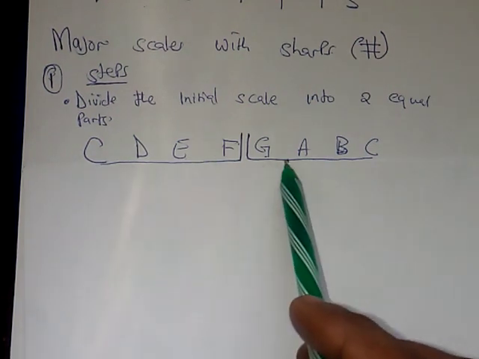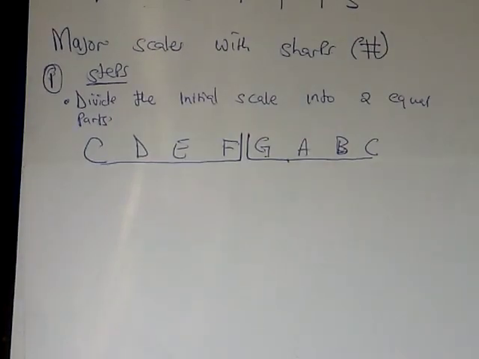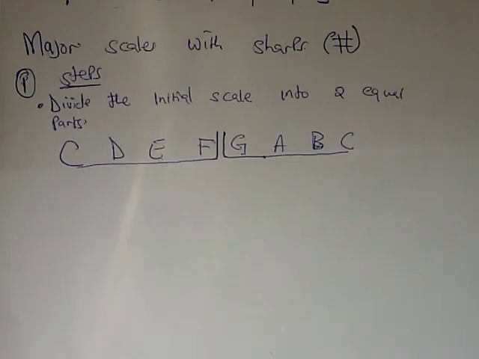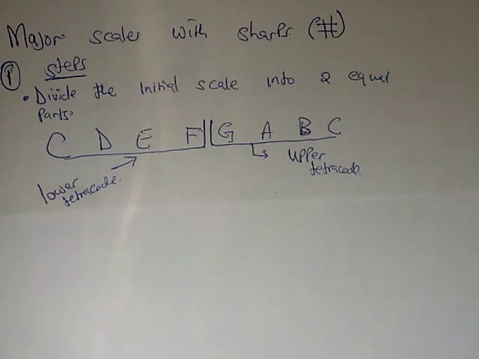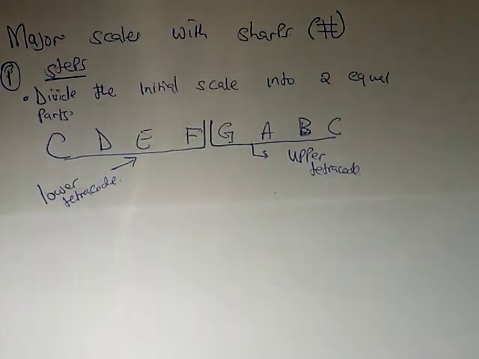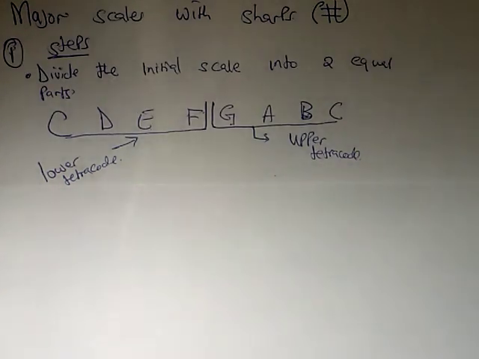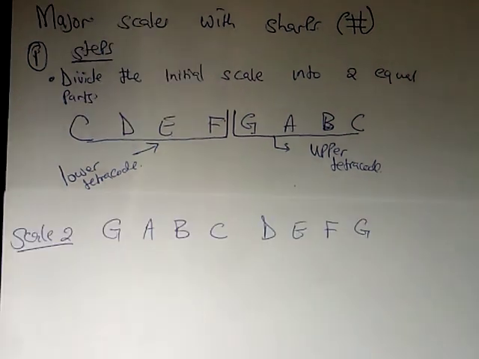Each part has 4 elements as shown on the screen. The first 4 are called lower tetrachord, and the other 4 are called upper tetrachord. Tetra means 4. So our next scale begins with the whole of upper tetrachord, that is G, A, B, C. And because it is an octave, we'll end our scale at G, as shown on the screen.